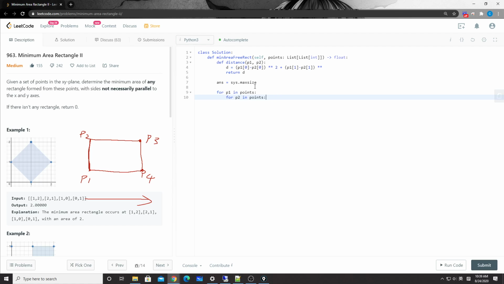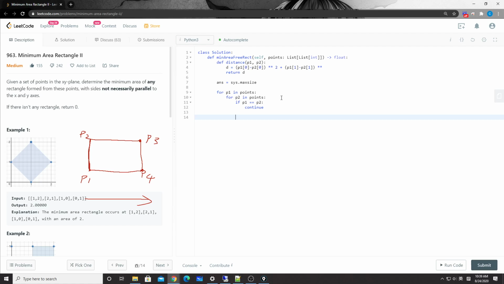Actually, maybe we can use that seen technique to reduce the number of points we are... never mind. Let me finish this one first. Let me finish the real brute force version here. So basically, if P1 equals P2, we simply continue, because we need 4 different points.